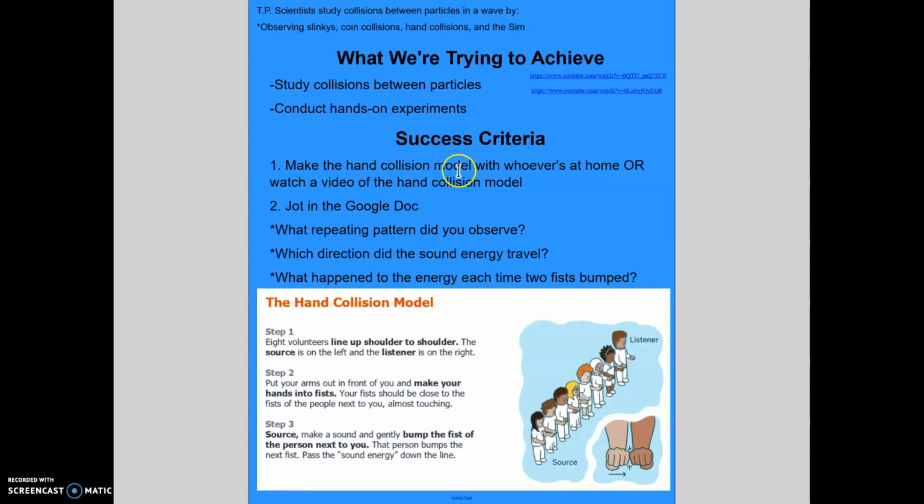Okay, after you've made that hand collision model or watched a video of that model, then you're going to jot in the Google Doc. What repeating pattern did you observe? What direction did the sound energy travel? And what happens to the energy each time 2 fists bumped?